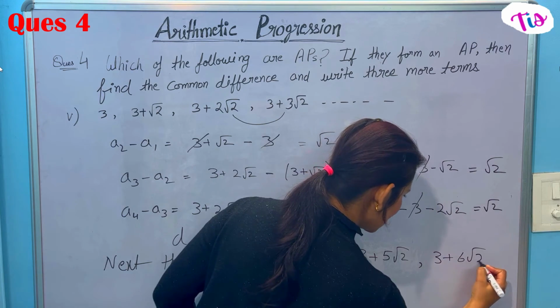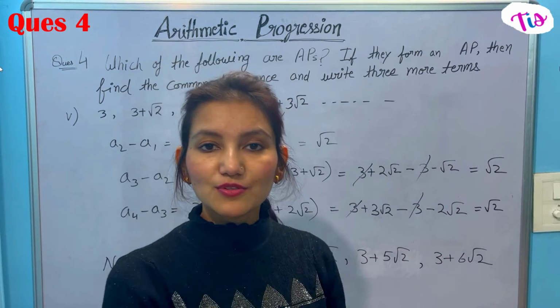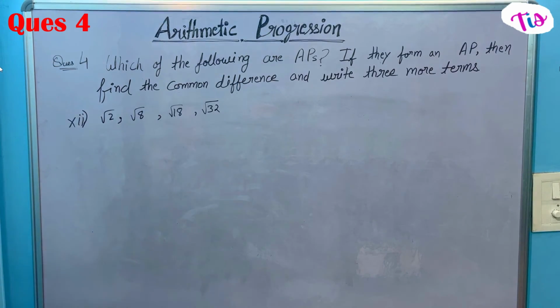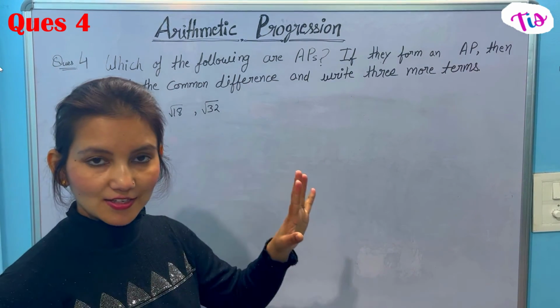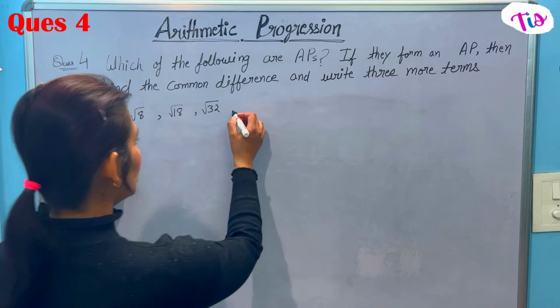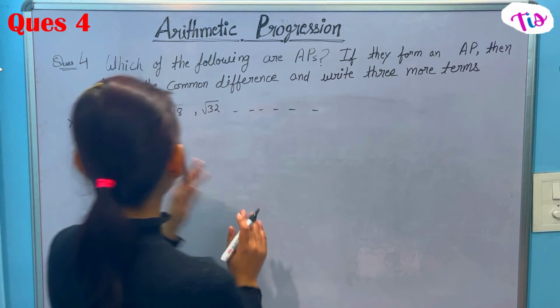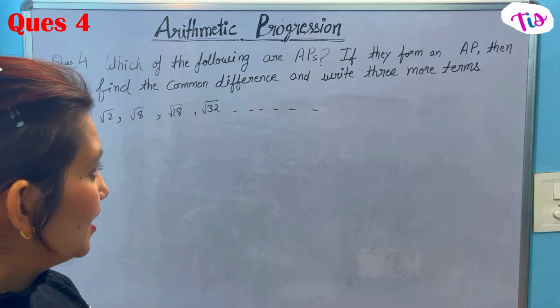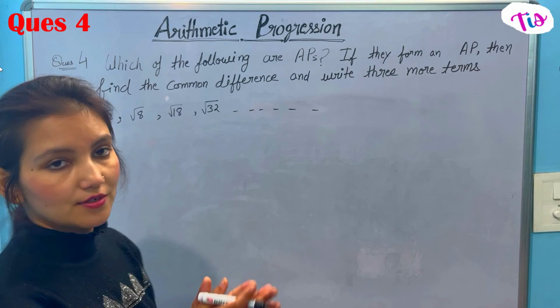As simple as that. Okay, now let's move to the last question of this exercise. So here is part 12 and it looks a little bit different. The sequence here is root 2, root 8, root 18 and root 32. We need to find out whether they form an AP or not, right?